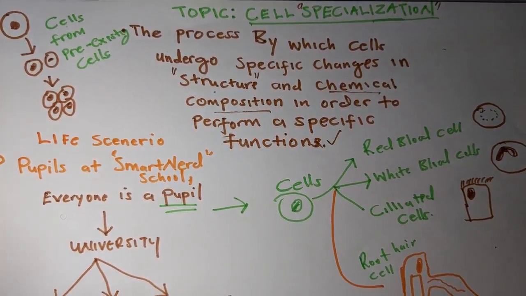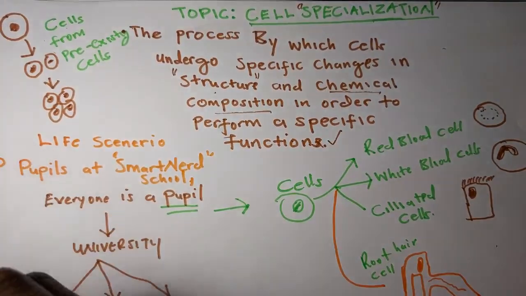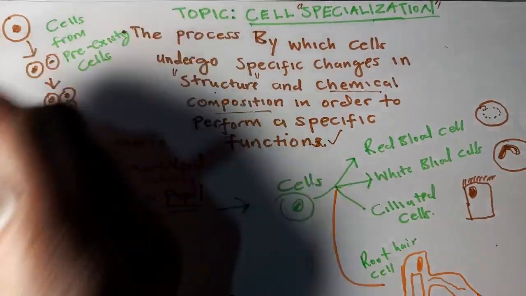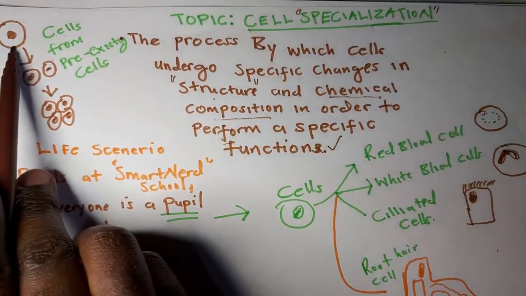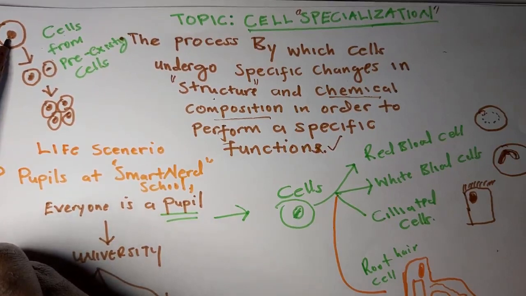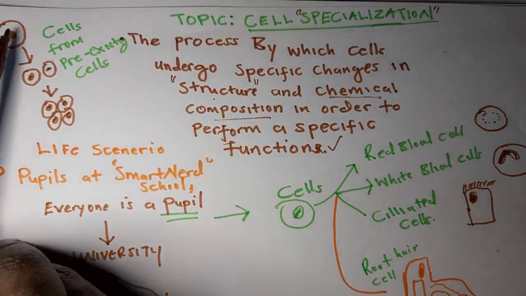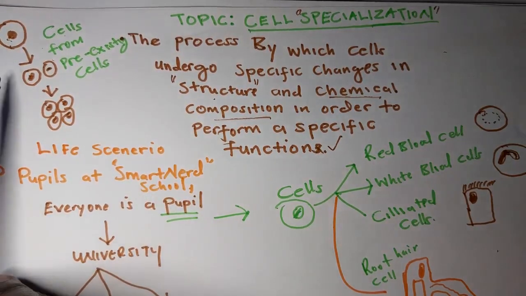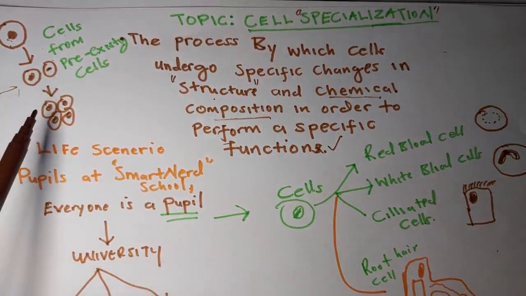Now, we said cells come from pre-existing cells. So let's say you have the first cell here, an undifferentiated cell. It hasn't yet specialized. It will divide through cell division and give rise to these cells, and on and on.